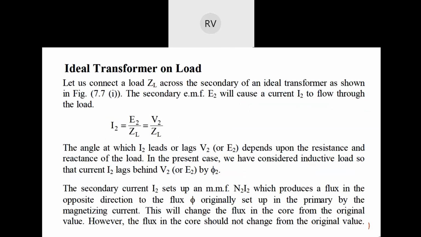Next is the ideal transformer on load. Till now we have seen the ideal transformer on no load and how the flux is being set up. Now we will be seeing the ideal transformer on load, how the ideal transformer will act if there is a load present. Let us connect a load ZL across the secondary of the ideal transformer as shown in the figure.